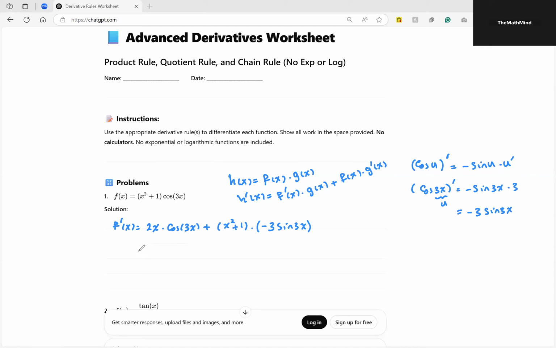You can simplify this as much as you can. So this will be 2x cosine 3x minus 3 times x squared plus 1 times sine 3x.